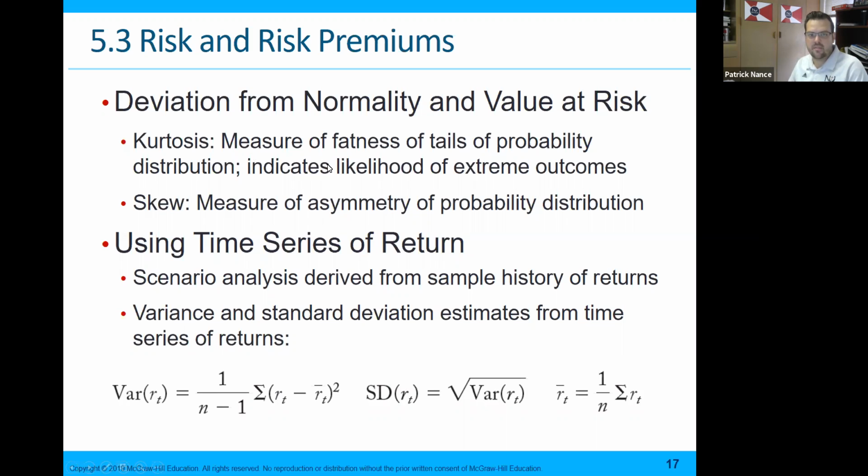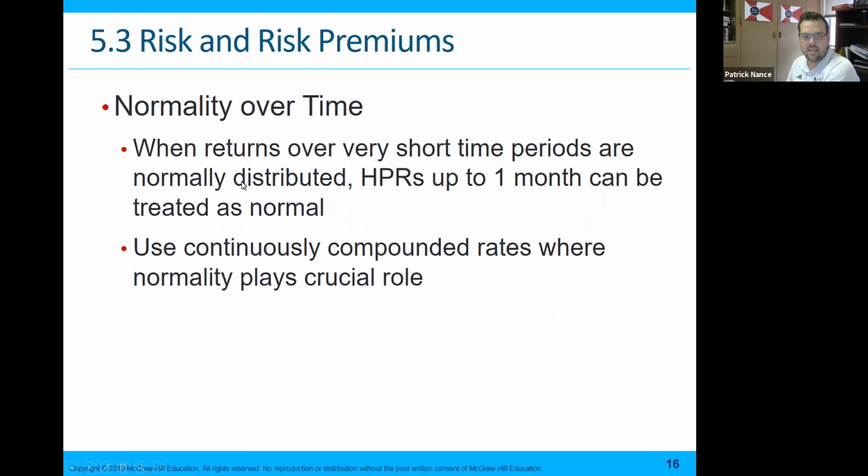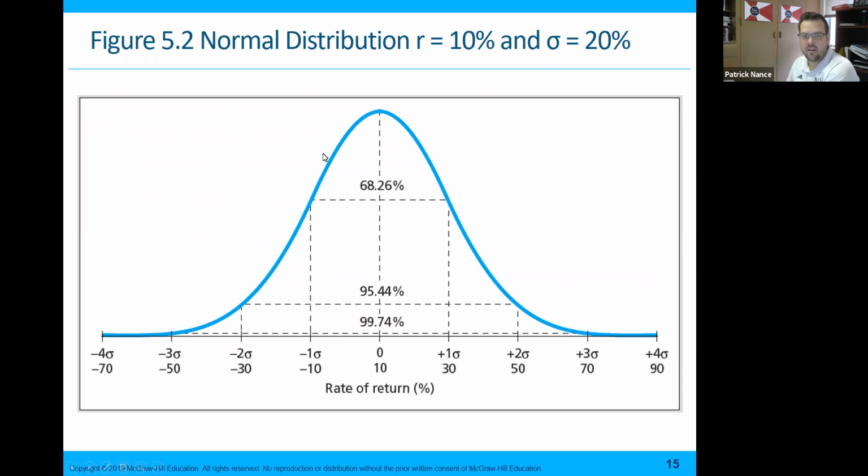Kurtosis is a measure of fatness of tails in a probability distribution. So to go back to this, kurtosis would be if these tails were fatter, which basically would mean flattening this curve. I know we've heard that phrase a lot lately, but flattening this curve, making it less steep and making it a larger tail.